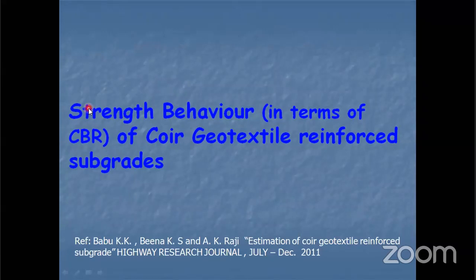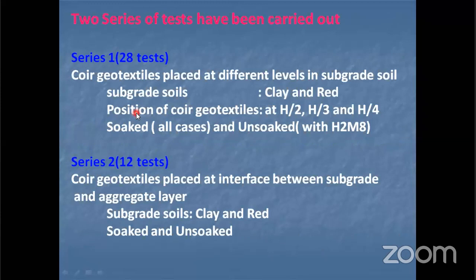Now, for the purpose of design, normally, as we know, for the pavement design, we go for the CBR value, the strength behavior is assessed in terms of CBR here. We have the reference, we have a paper, estimation of coir geotextile reinforced subgrade CBR, in Highway Research Journal in July 2011. Here, two series of tests, again, we have conducted. One is for soaked, and the other is for unsoaked condition.